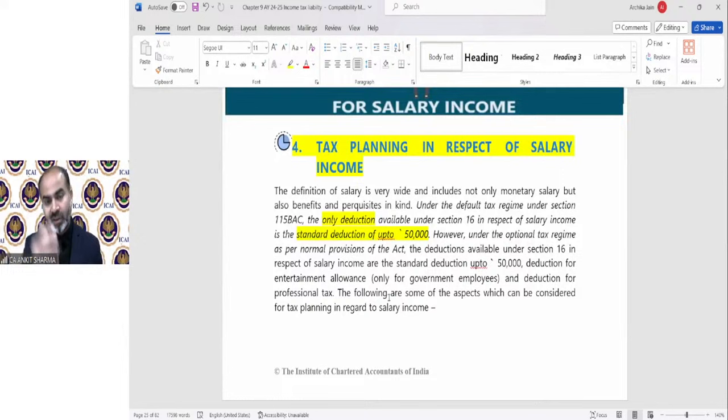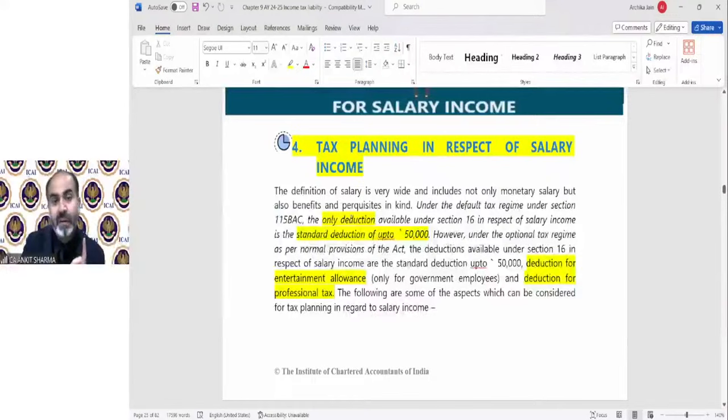So the common provision is that you can claim the standard deduction under both regimes, 50,000. However, under the optional tax regime, as per normal provisions of the Act, the deductions available under Section 16 in respect of salary income are the standard deduction up to 50,000. We also have a deduction for entertainment allowance. We have the deduction for professional tax also. These three deductions are available if you are opting out of the default tax regime. But if you are under Section 115BAC, you can only have the standard deduction of 50,000.